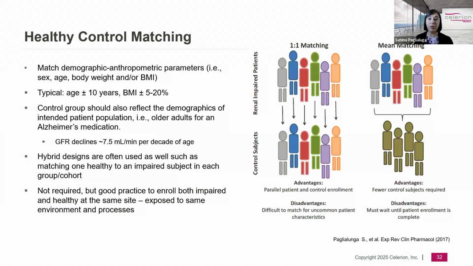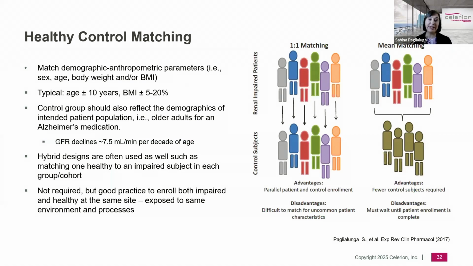The healthy control subjects are matched based on demographic and anthropometric measures like age, sex, body weight, and BMI. We typically recommend the age be plus or minus 10 years, BMI plus or minus 10%, for example.